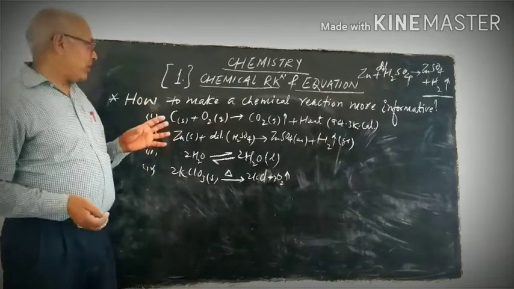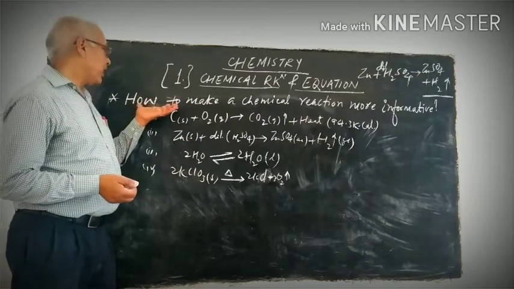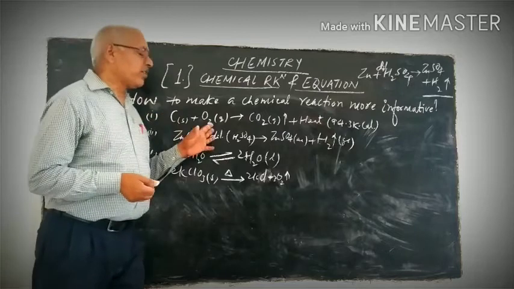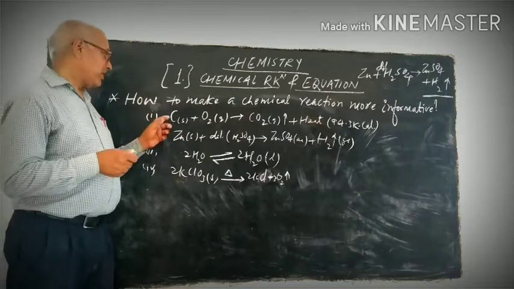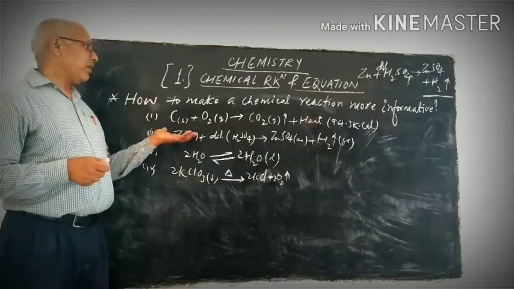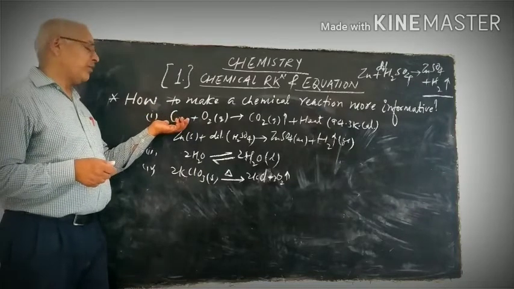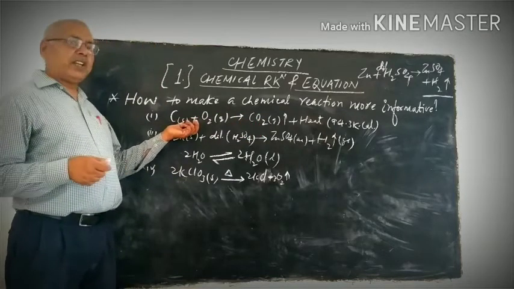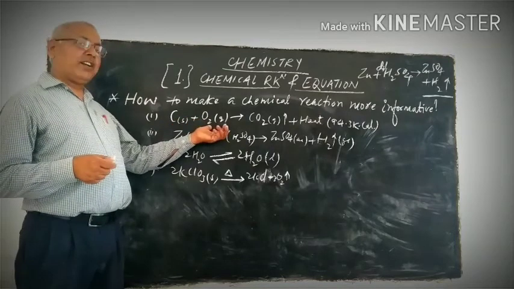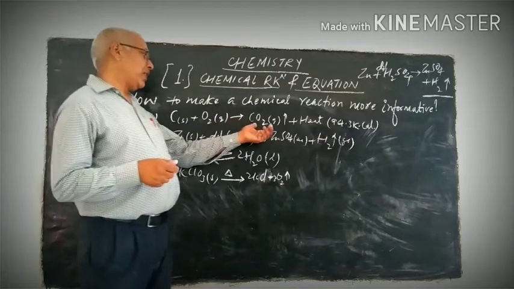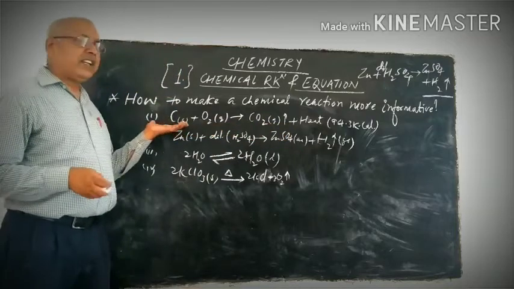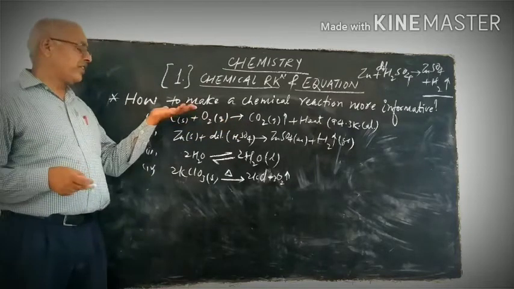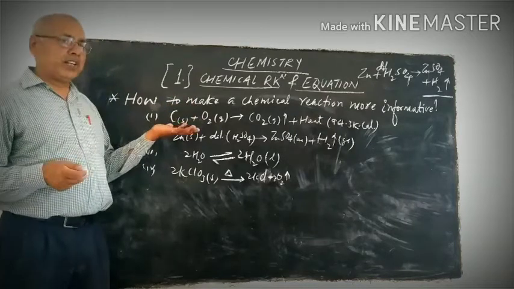Now after knowing about the limitations of a chemical reaction, we learn how to make a chemical reaction more informative. As you know, a chemical equation has limitations, but by adding some letters, it becomes more informative. The first example: when carbon reacts with oxygen, it forms carbon dioxide. In small brackets I write S, which indicates that carbon is in solid state. On the other hand, oxygen with G indicates gaseous, same as for CO2, which is gaseous. S, L, G represent solid, liquid and gas, and we use them in small brackets. So we are clear about which reactant or product is in which state.